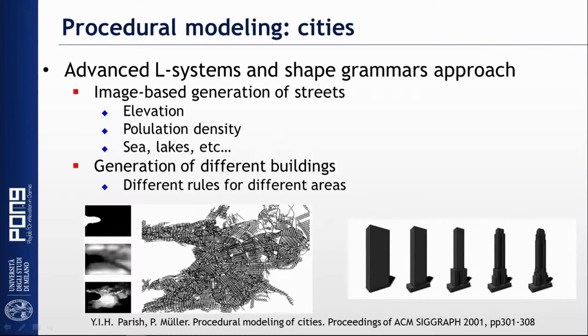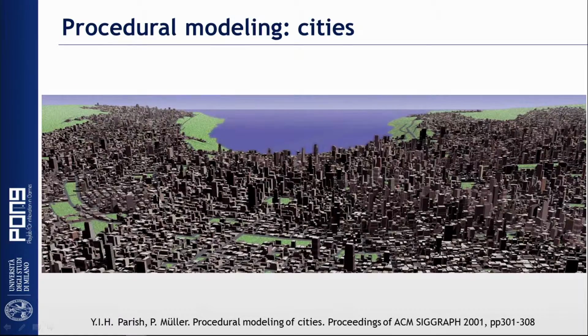This is a work from 2001, based on the use of some images, giving some information regarding the elevation of the field, the population density, the presence of sea or lakes. It can generate a set of streets, and on these streets you can, using different rules, generate different kinds of buildings and create something like this.